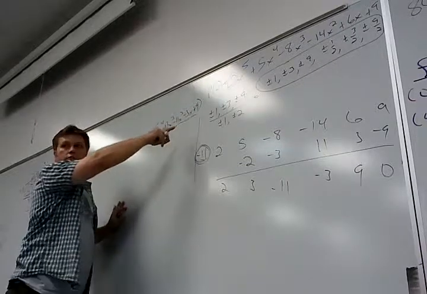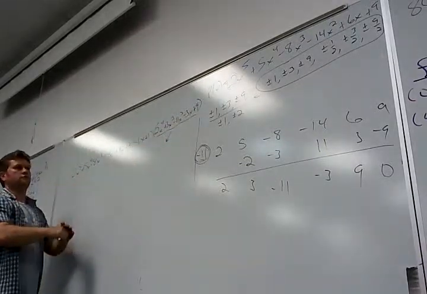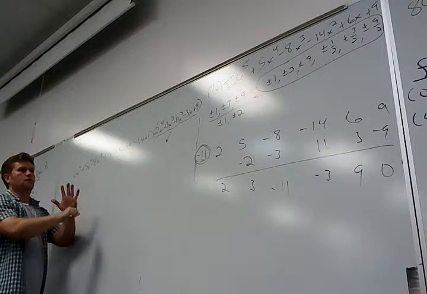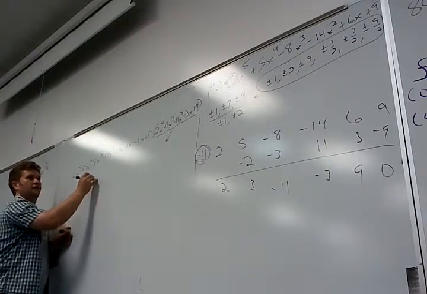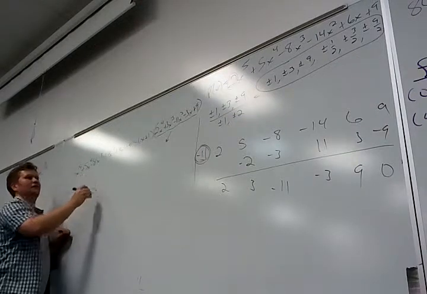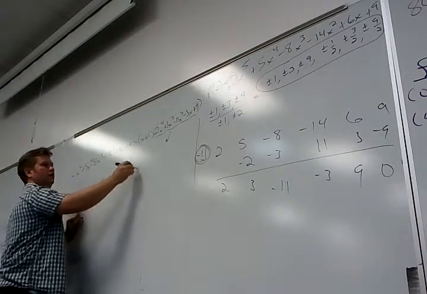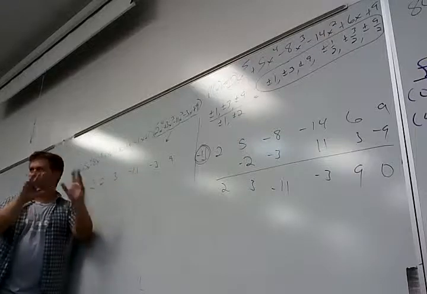So let's see. Let me choose something here. Choose for me. What do you guys want to try? Choose any number. Three. All right, we'll try 3. So 2, 3, negative 11, negative 3, 9. Are you guys semi with me here?